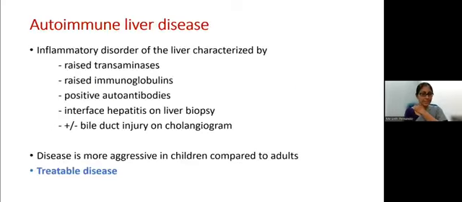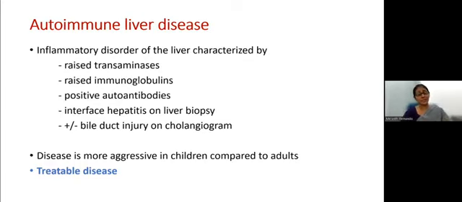Autoimmune liver disease is by definition an inflammatory disorder characterized by raised transaminases. Always your transaminases would be significantly raised, along with raised immunoglobulins, positive autoantibodies, and key features on liver histology, with or without bile duct dilatation on cholangiogram. So these key features would tell you that you are dealing with a child who has autoimmune liver disease. So these are the specific questions you need to ask.